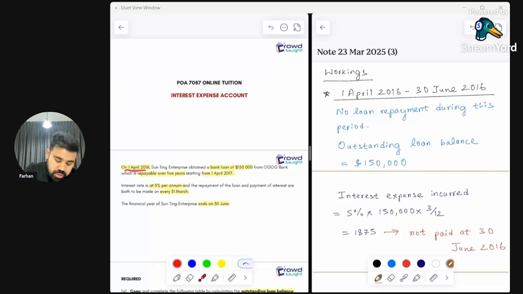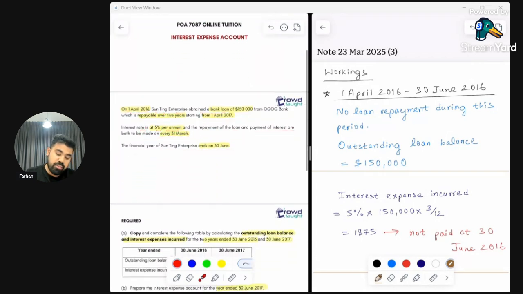On 1 April 2016, Sunting Enterprise obtained a bank loan of $150,000 from OG Bank, which is repayable over 5 years starting from 1 April 2017. Interest rate is at 5% per annum, and the repayment of the loan and payment of interest are both to be made on every 31 March. The financial year of Sunting Enterprise ends on 30 June.